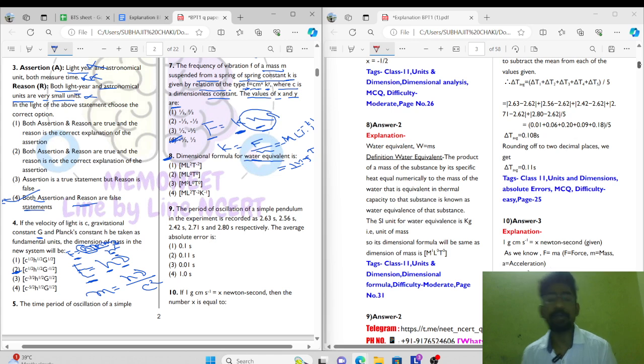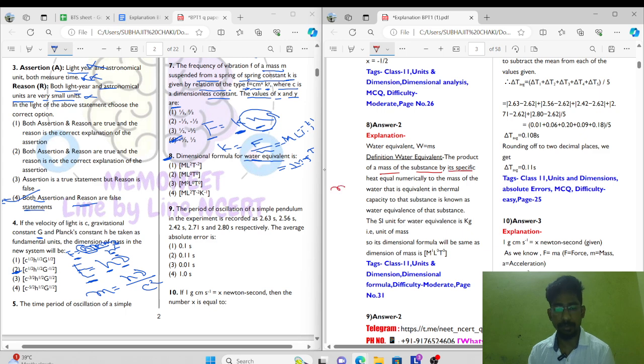Okay, what is water equivalent? Water equivalent is the product of the mass of the substance and its specific heat, that is equal to m into s. So water equivalent W equals m into s. You will ask me, sir, that means the dimension of this water equivalent will be equal to the dimension of mass times the dimension of specific gravity, right? Sorry, not specific gravity, specific heat.